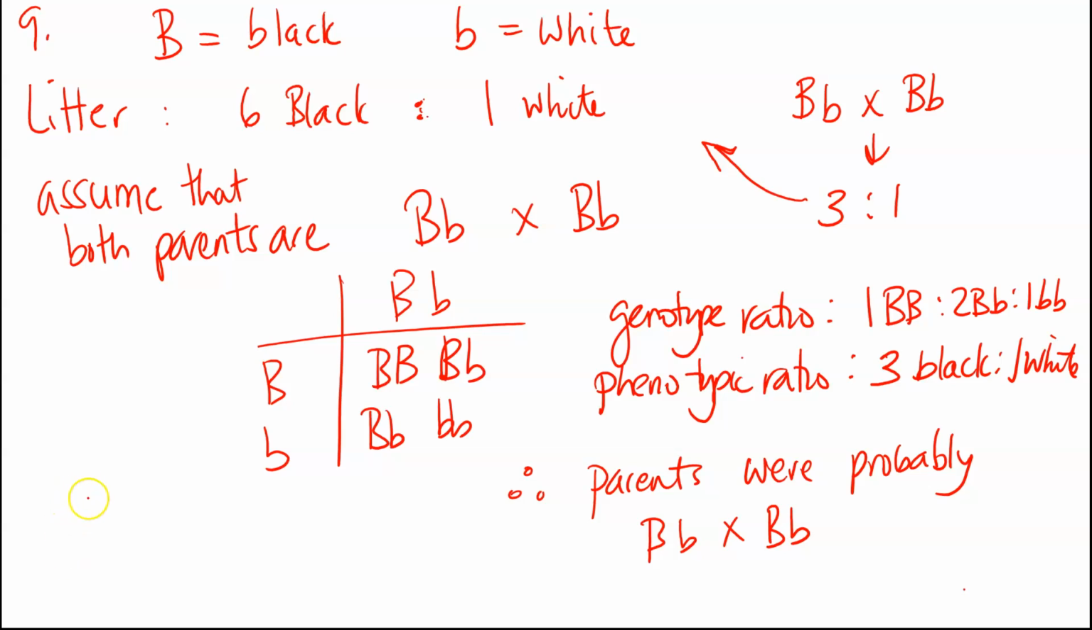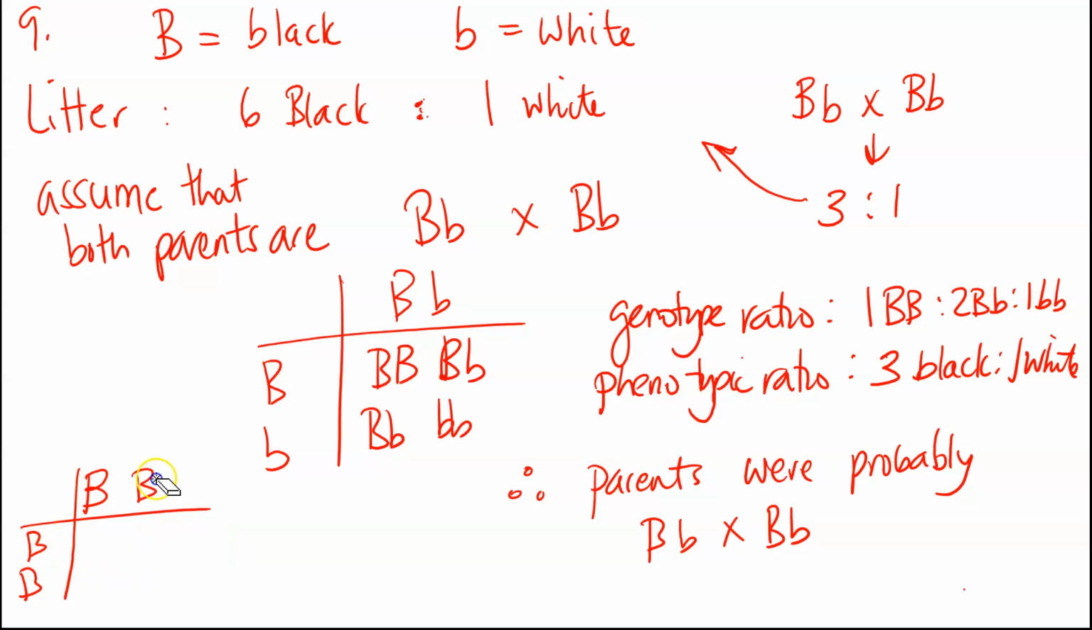Now, let me just do a little something on the side here. Let's say we had this situation where one parent is homozygous dominant and the other parent is homozygous recessive. The litter is going to be all black. So that is not going to work, right? And obviously, if we have this situation, all offspring are going to be black.